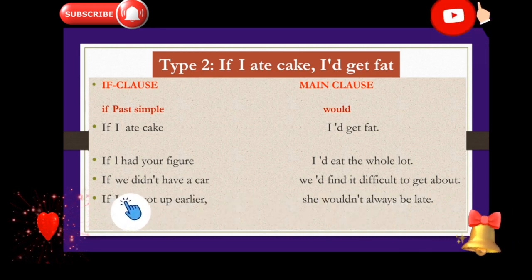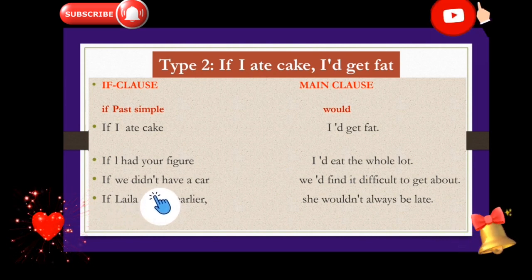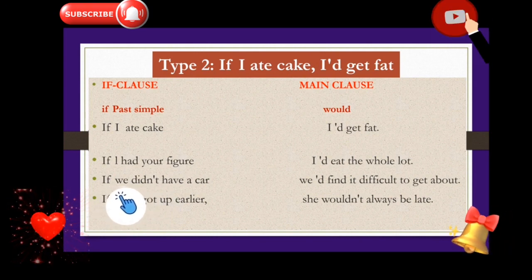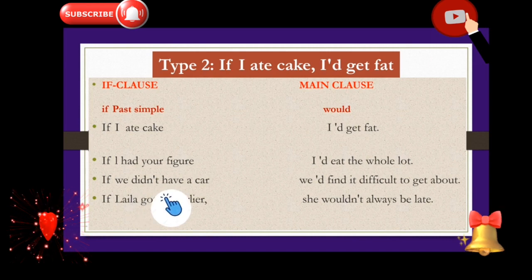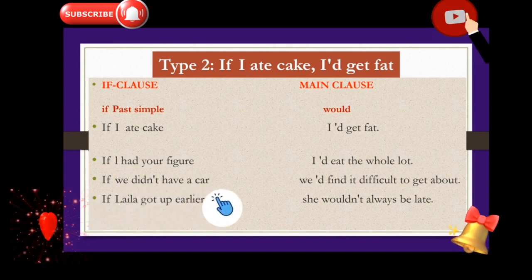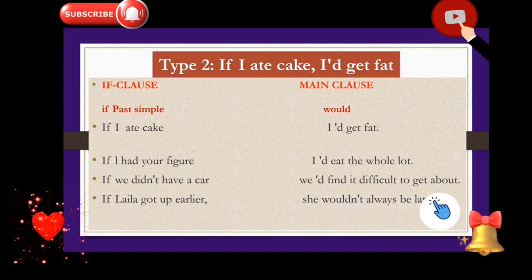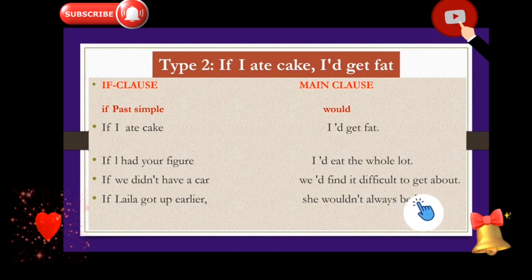We are just imagining that if we didn't have a car, actually we do have a car right now in present time. So the situation is unreal. We are just imagining that if we didn't have a car, we would find it difficult to get about. Actually, we do have a car and we don't find it difficult to get about.